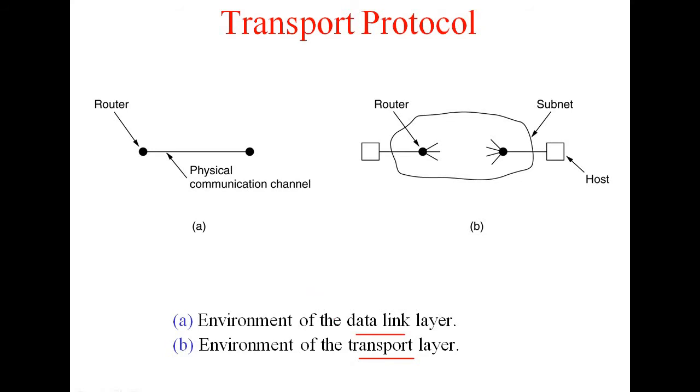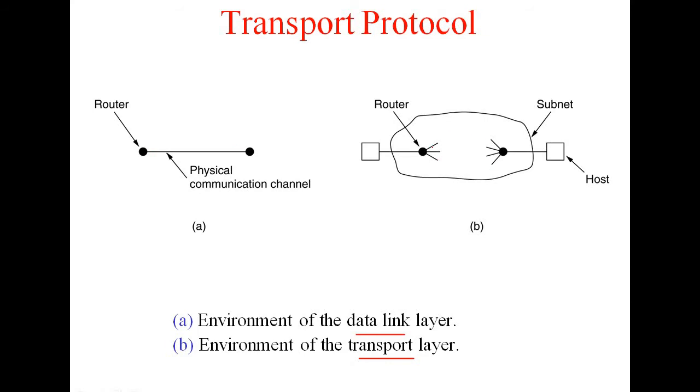But there is a slight difference, because the environment in which the data link layer works and the environment in which the transport layer works is different. When you talk about the data link layer, for example, we have taken a physical communication channel. A packet has to be transferred from one router to the next router, that is, from one hop to the next hop. So no particular address or specification is required, because it goes from one hop to another hop, and that will be done.